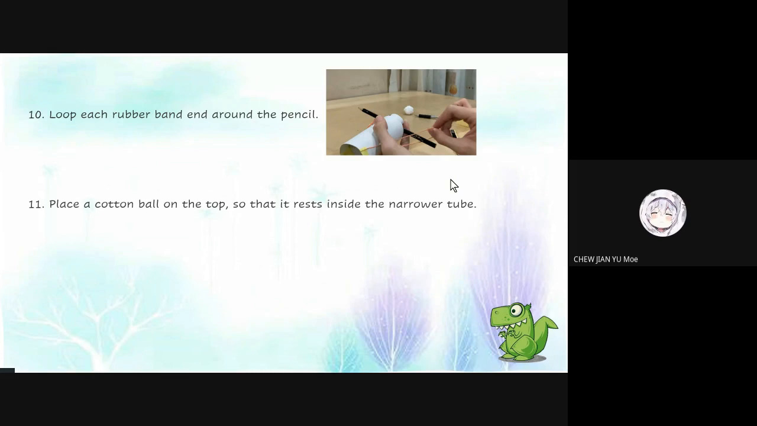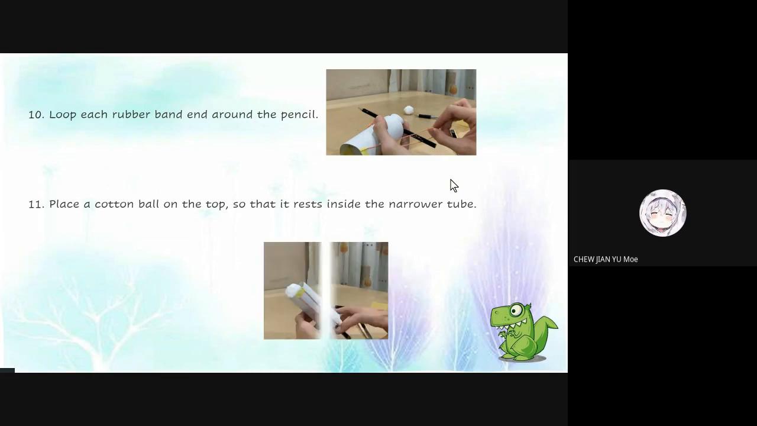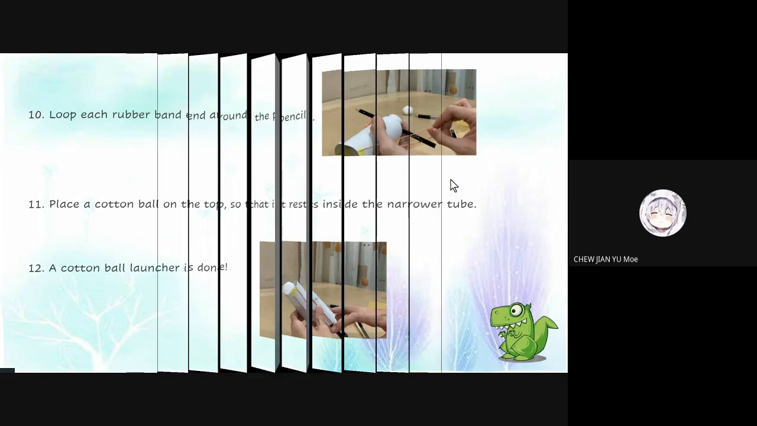Eleven, place a cotton ball on the top so that it rests in the narrow tube, and the cotton ball launcher is done. So when it is done, it can launch through the air. But do you know why it can be launched?